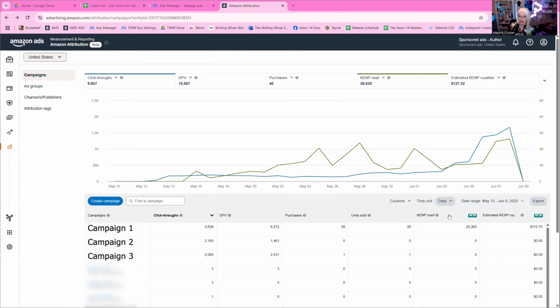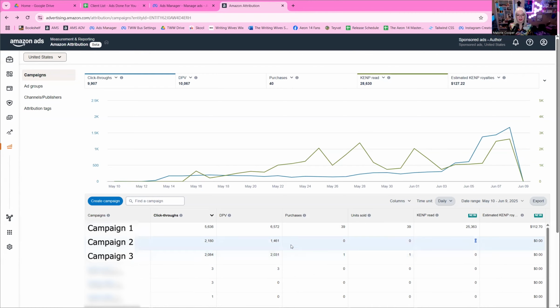Oftentimes I'll order by KMP Red, but you'll notice that two of these ads, despite having many, many click-throughs, have no pages read. Well, that's a little concerning, not super concerning, because I just started those two ads on Friday, and I started them pretty high, like at $100 a day on that one. So it's not surprising that it's up there.